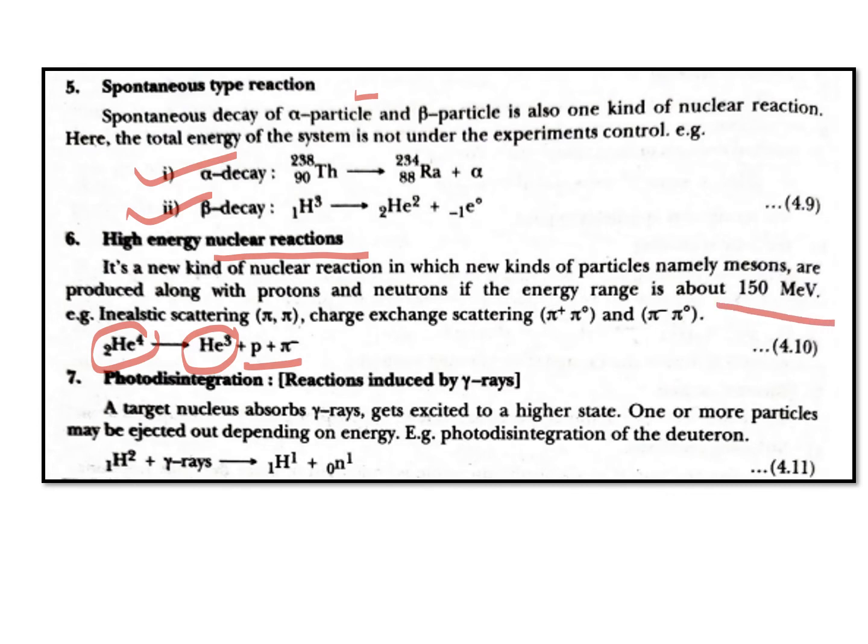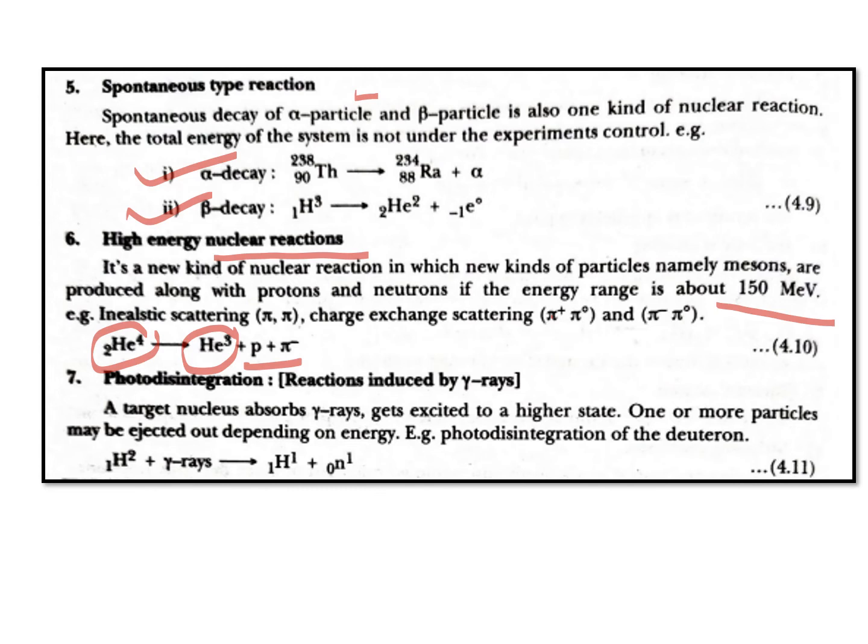See, this is one type of new nuclear reaction in which new kinds of particles, namely mesons, are produced. Pions, mesons, like those particles are produced. And in this reaction, there is a pi, or sometimes pi plus, pi 0 or pi minus. Pions are produced.